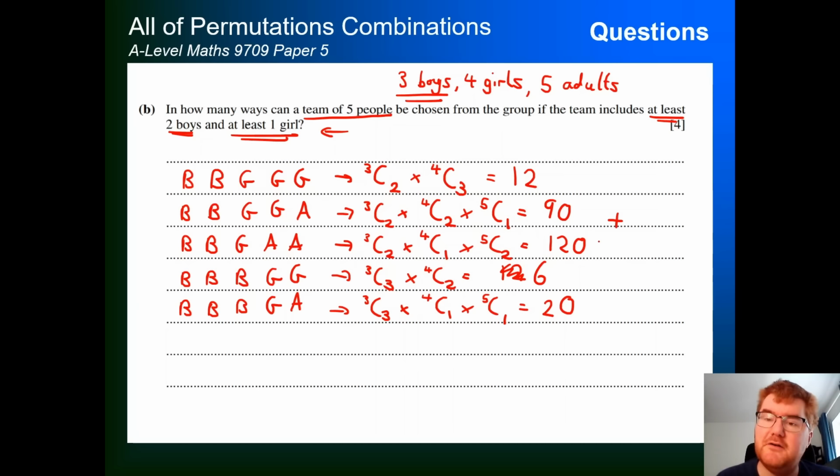Once we've got those in our calculator, then we just add them all up together. So you have 210, 230, 242, 248. So that's 248 different ways, and that then gives us the 4 marks.